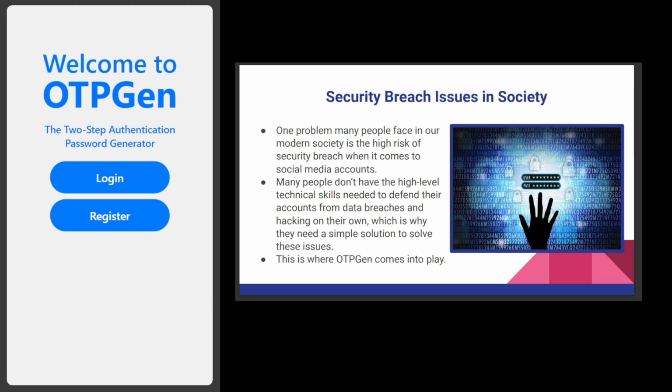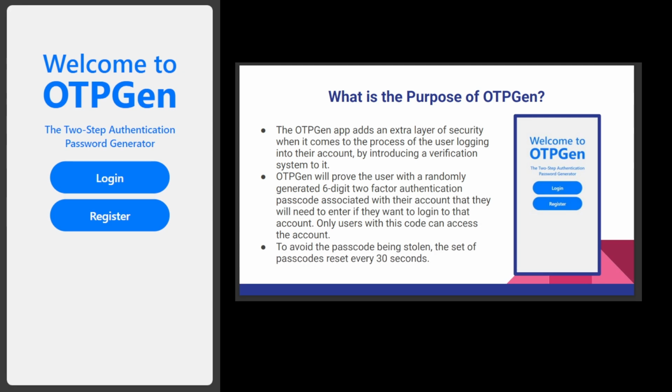one-time password generation. A little more explanation. What is the purpose of this application? Well, it's essentially an authentication app. It adds an extra layer of security when it comes to the process of the user logging into their account by introducing a verification system. So OTPGen will provide the user with a randomly generated 6-digit two-factor authentication code associated with their account that they will need to enter if they want to log in to that account. Only users with this code can access that account. To avoid the passcode being stolen, the set of passcodes resets every 30 seconds. There will be an example later.